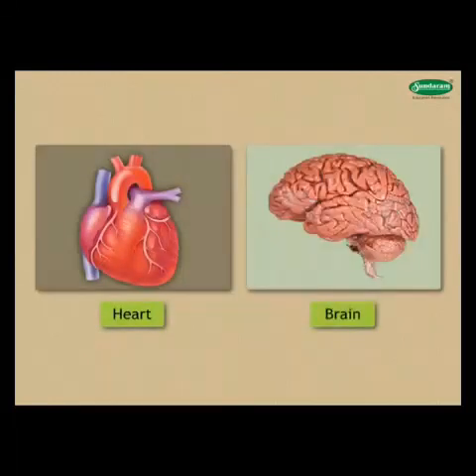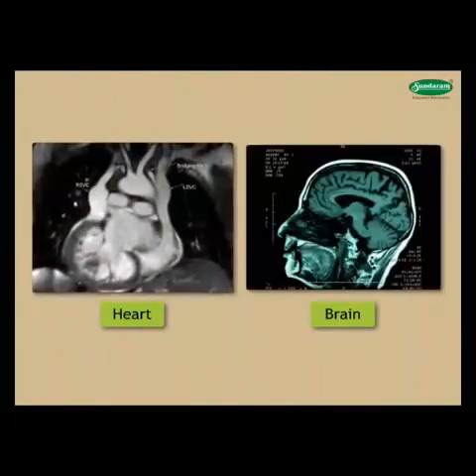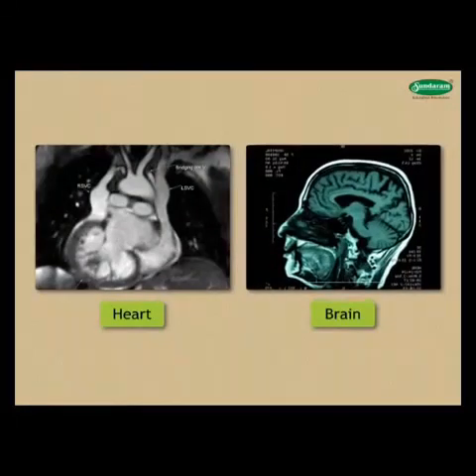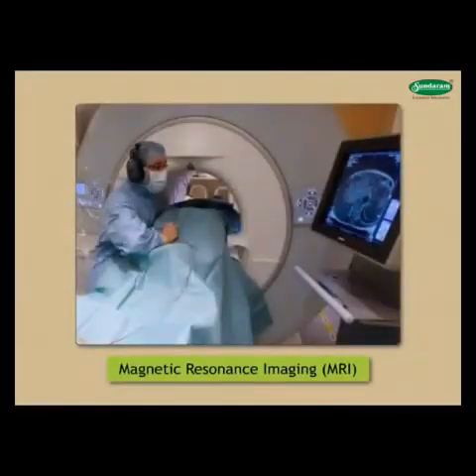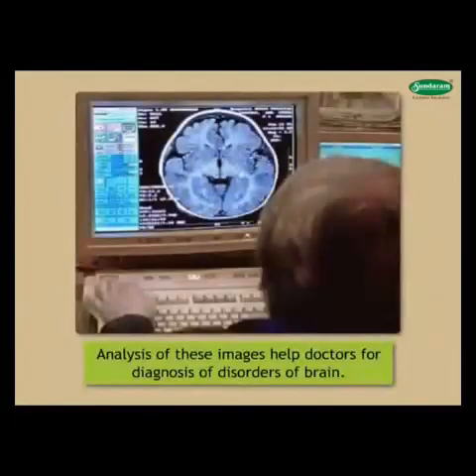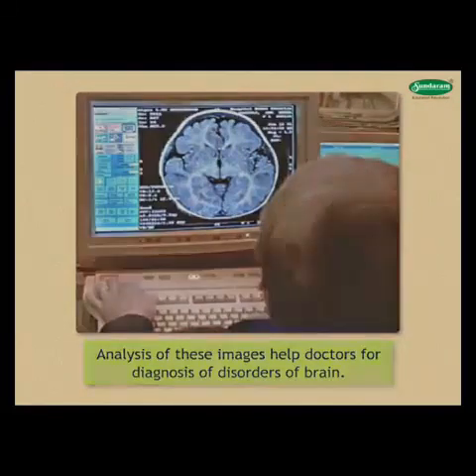Heart and brain are the two main organs where significant magnetic fields can be produced. This forms the basis of obtaining images of heart and brain or images of different parts of the body. This is done using a technique called magnetic resonance imaging, MRI. Analysis of these images help doctors for diagnosis of disorders of brain.